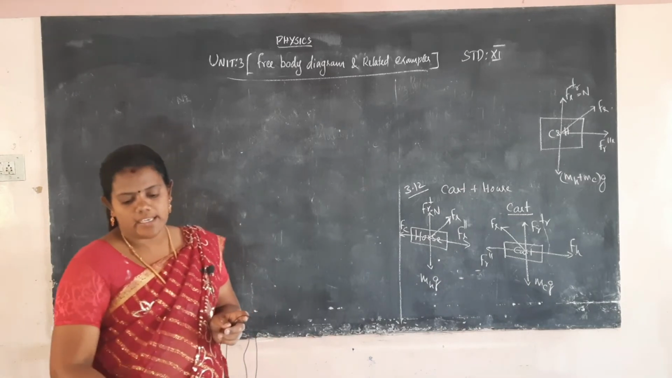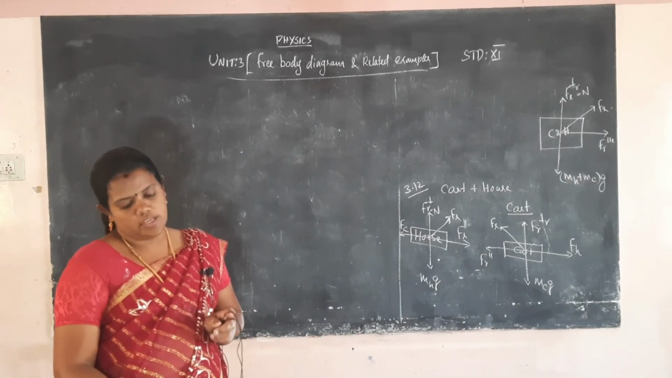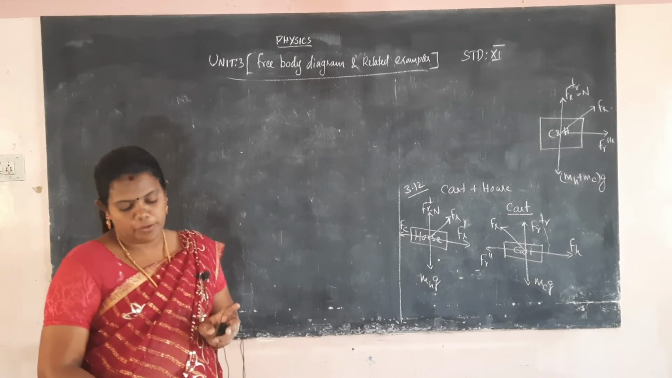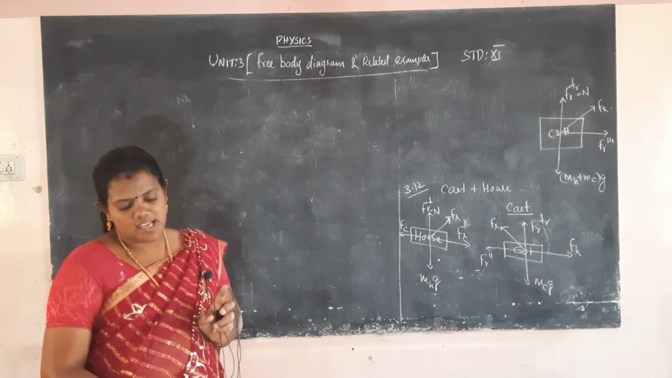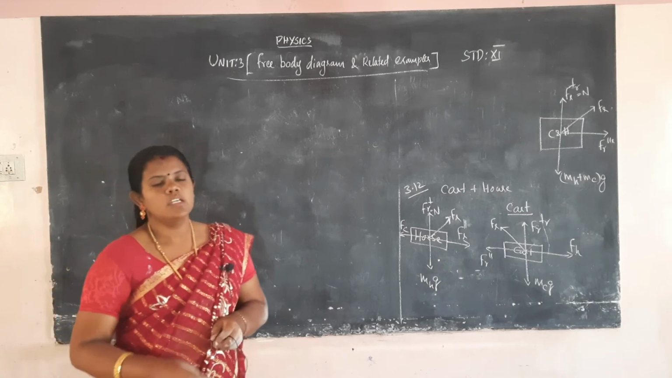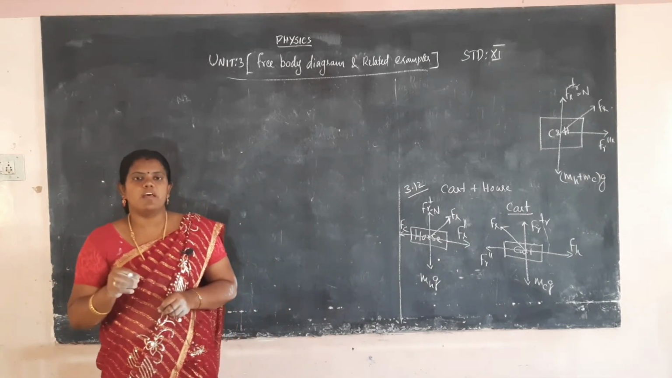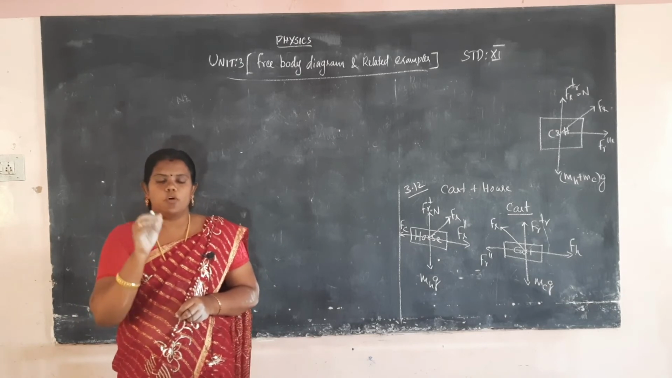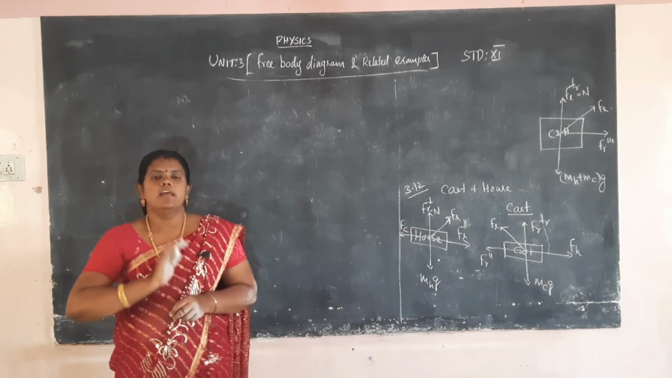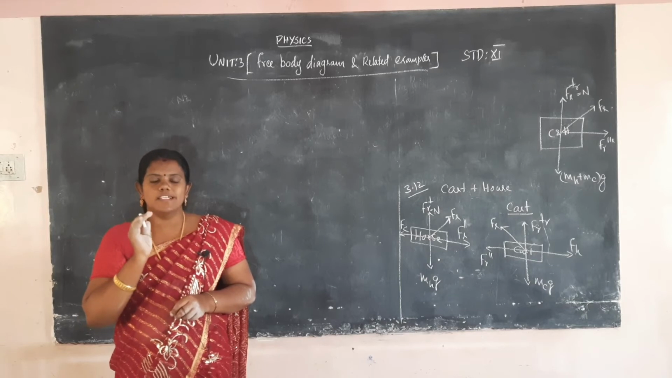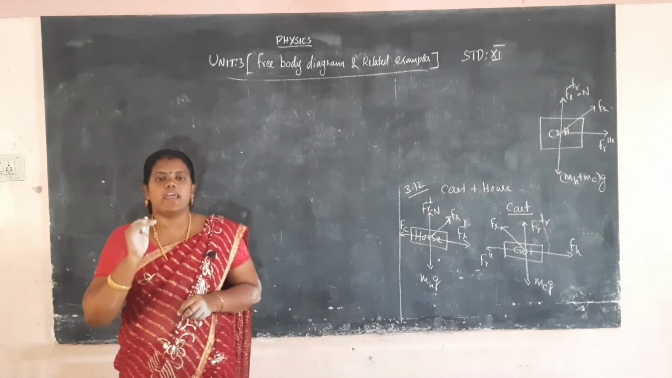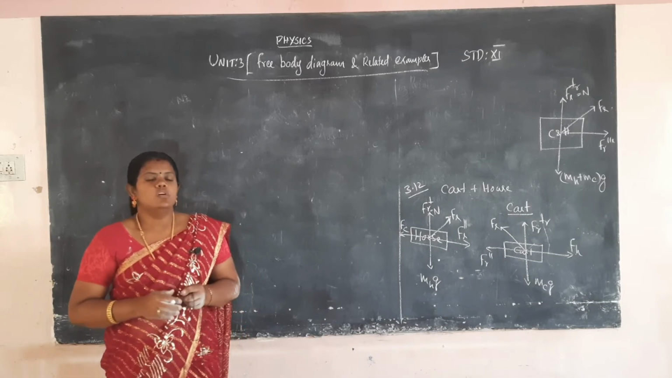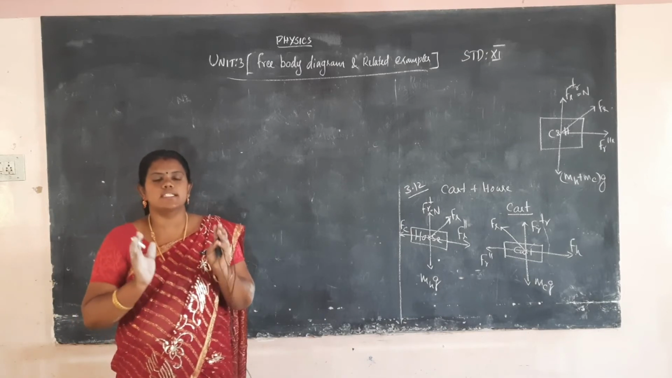We can decide what the system is first. You have to find out what the system is first. Then cart plus horse as a system. In this problem we had considered only the force acting on the body, but we should also consider the force exerted by the body. So first you have to decide what system we consider.